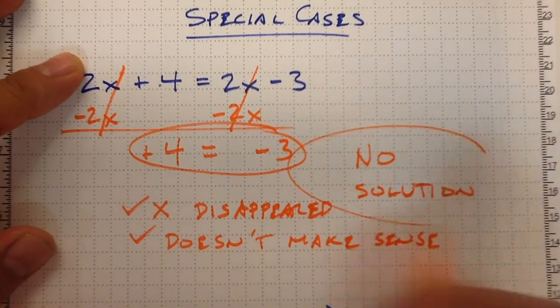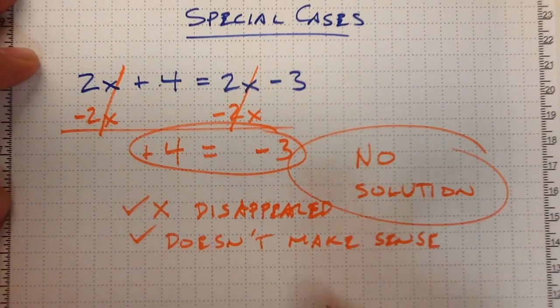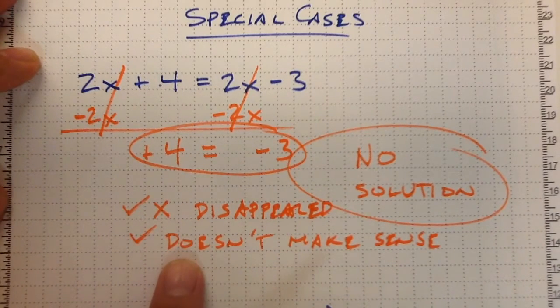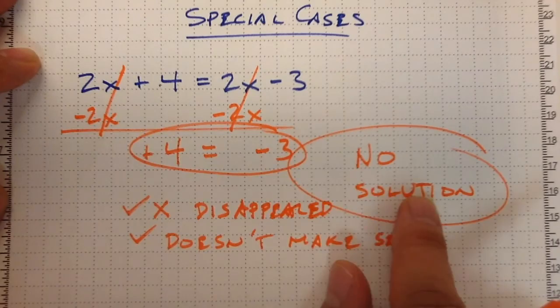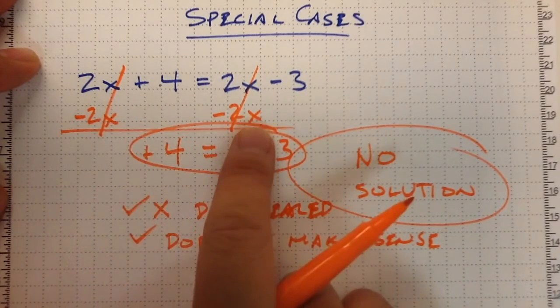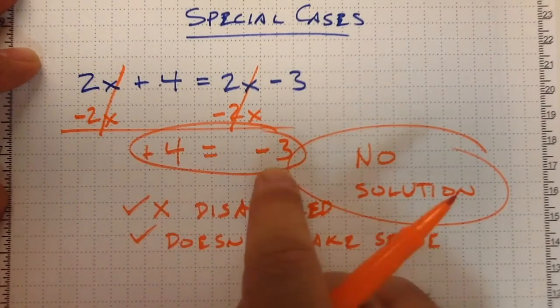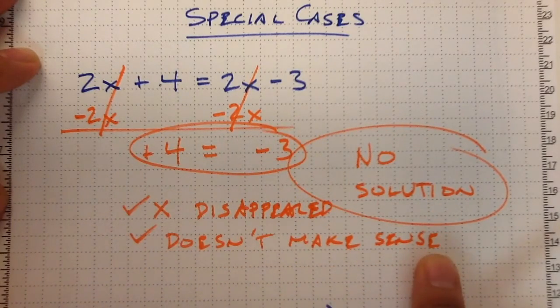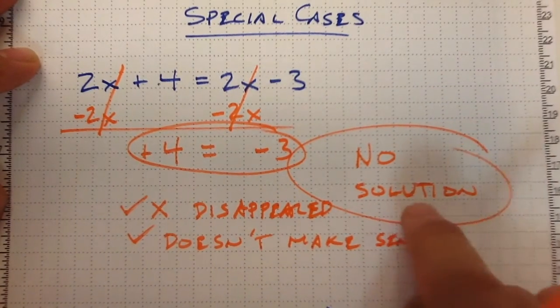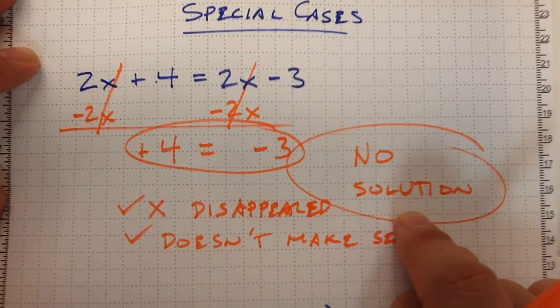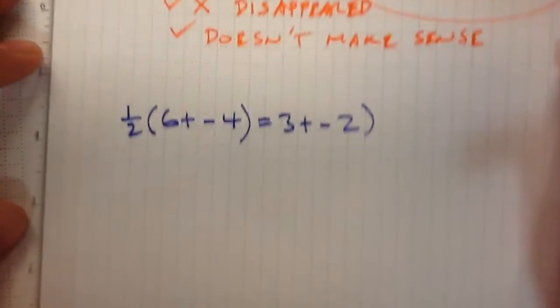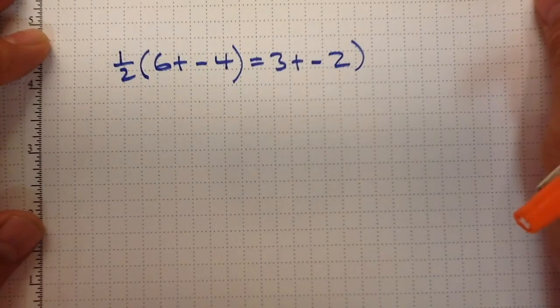This problem had no solution to begin with, and so these are the two criteria that tell us that in the process of your work, the variable that you were solving for disappears, and then whatever's left over doesn't make any kind of sense at all. And this means there was no solution to begin with, and that's what you write for your answer. Now, that is a little bit different from this one.